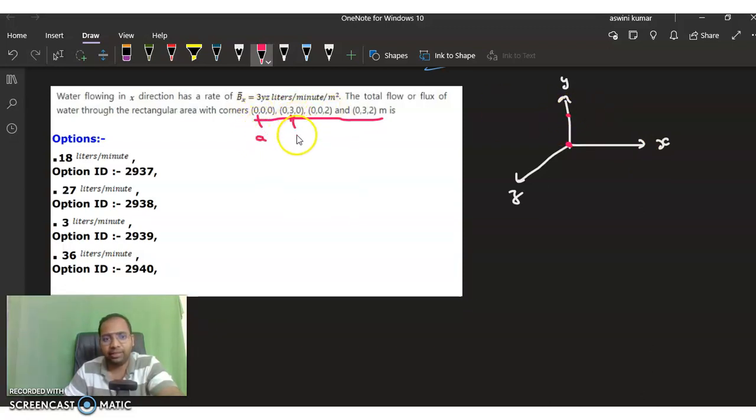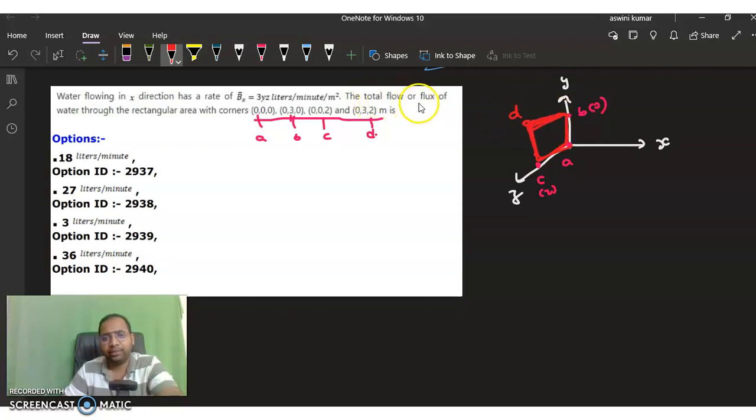Let's call the points A, B, C and D. A point I mentioned here and B point here at 3. Then 0, 0, 2 is on the Z axis, so one point I represented here as C. And 0, 3, 2 means the y axis 3 here and the Z axis 2 here. The intersecting point of both these two, let's take as one point. Now the rectangle they asked about I will get like this. So it is a rectangle with points A, B, C and D.